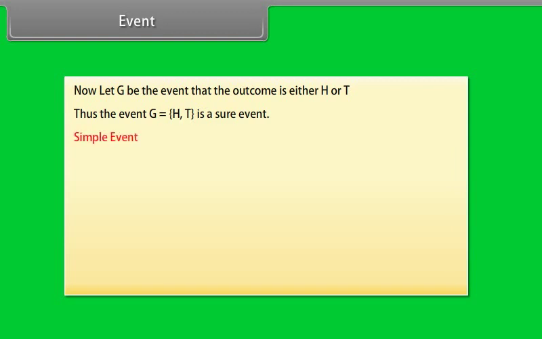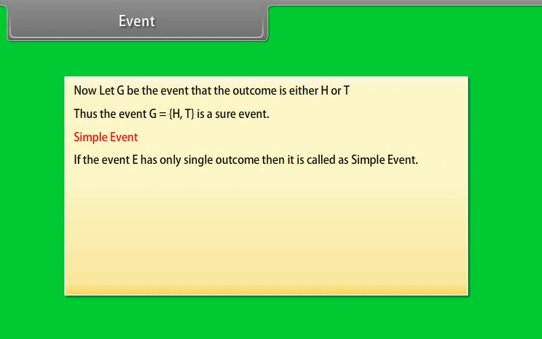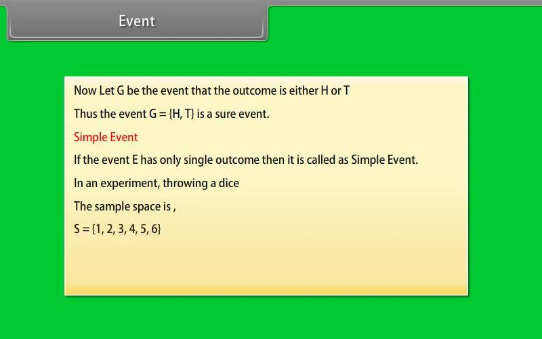Simple event. If the event E has only single outcome, then it is called a simple event. To understand it, let's take an example. In an experiment, throwing a dice, the sample space is S is equal to {1, 2, 3, 4, 5, 6}. There are 6 simple events of this sample space.